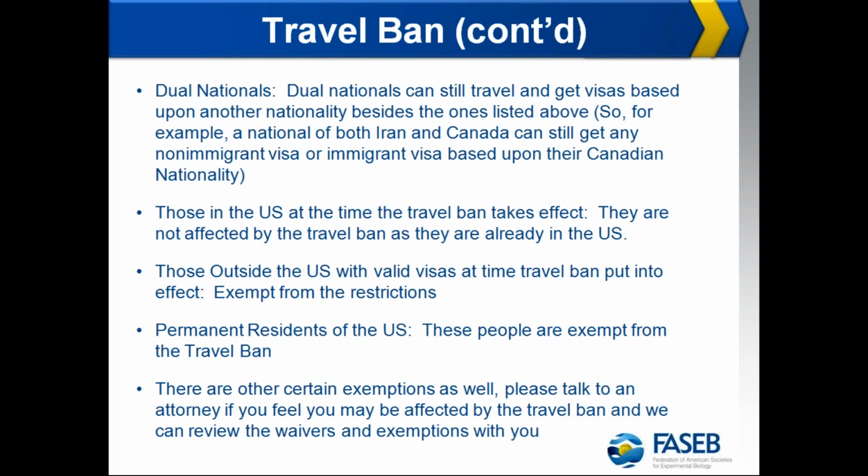Secondly, those in the United States at the time the travel ban takes effect are not affected, as they are already here. If you have a valid visa, so if, for example, you came to the conference last year and the B visa was issued for a 2-year period or something like that, then you don't need to get a new visa because you would have a valid visa to travel again to the United States, and therefore you would be exempt from those restrictions. If you're a permanent resident, a green card holder in the United States, and a national of one of the countries listed, you're also exempt from the travel ban. There can be other potential exemptions. Again, I would urge people to talk to an attorney or a professional if you feel you may be affected by the travel ban, and then possible waivers and exceptions can be discussed on a personal basis.